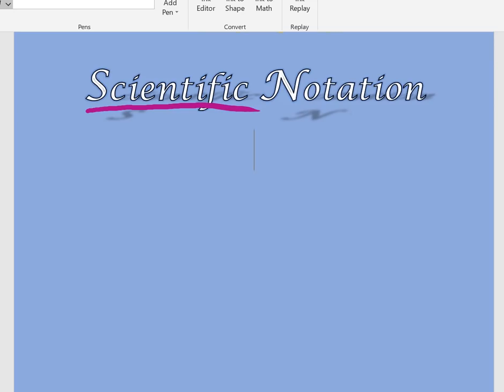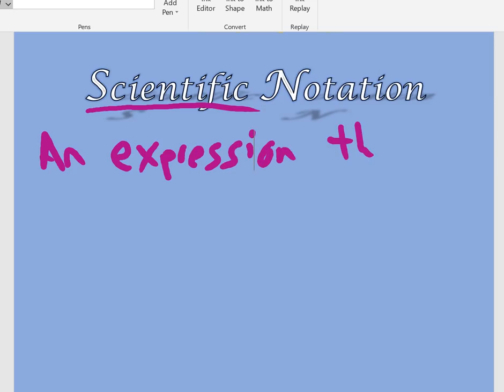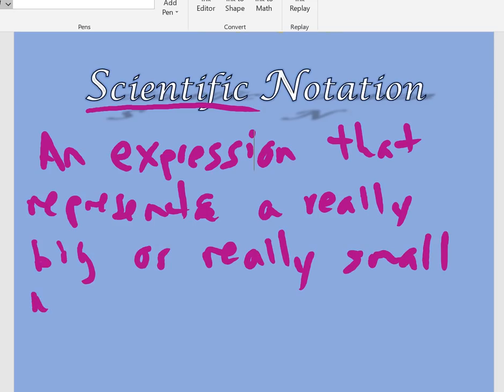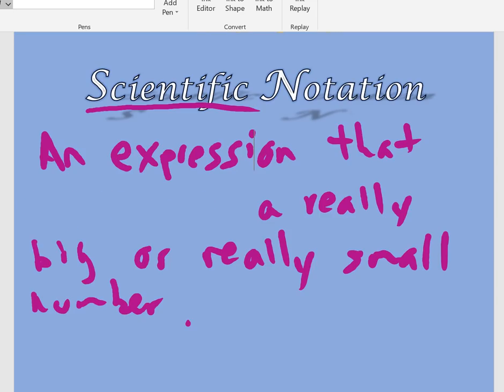Scientific notation is an expression that represents a really big or really small number. All right, we're going to talk more about this later, but an expression that represents a really big or really small number.